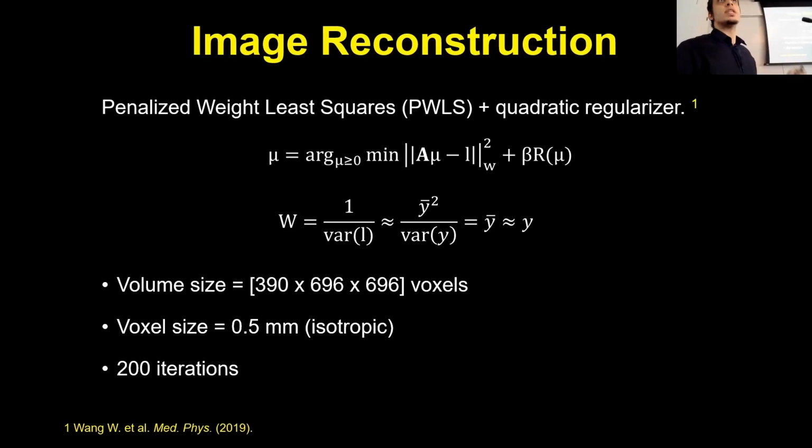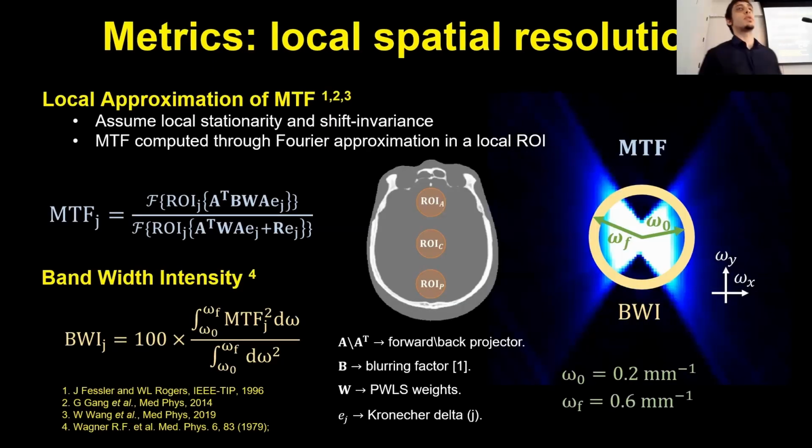We are going to use a voxel size of 0.5 millimeter isotropic in the 3 dimensions of the volume, with 200 iterations. To compare our results, we are going to use several metrics. Some of them are related to local spatial resolution. For that purpose, we are going to show you a local approximation to the modulation transfer function, in which we are assuming local stationarity and shift invariance.